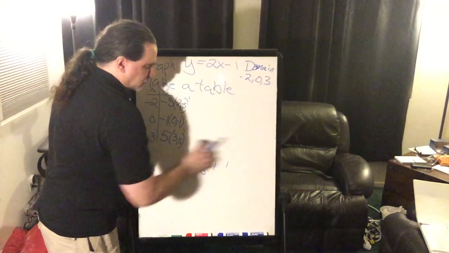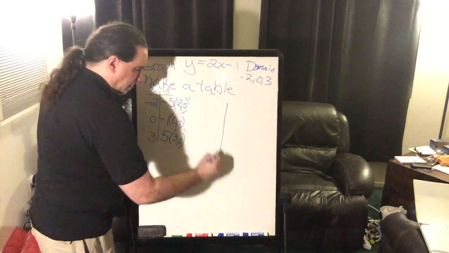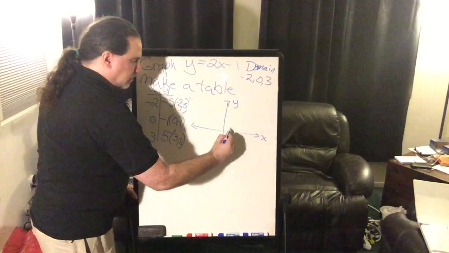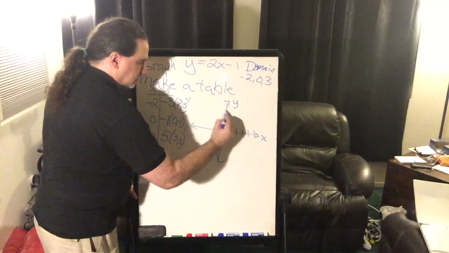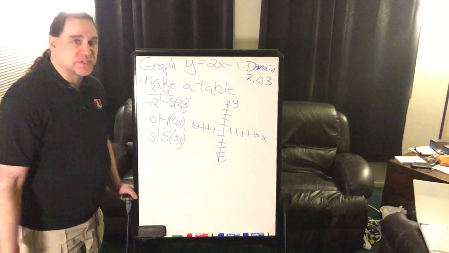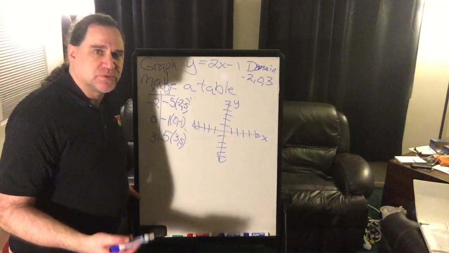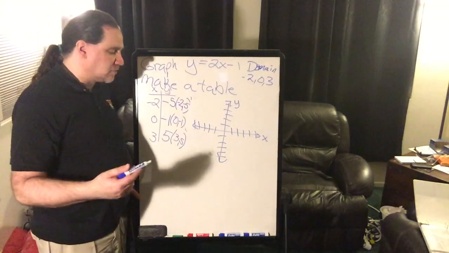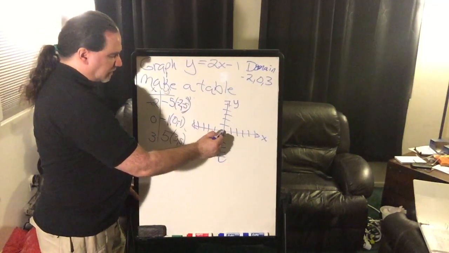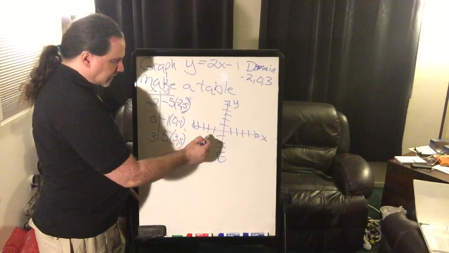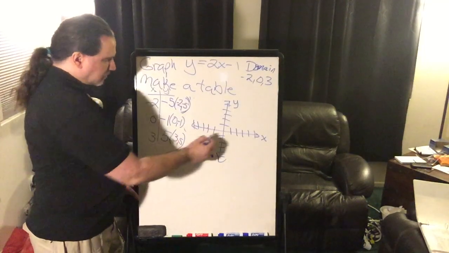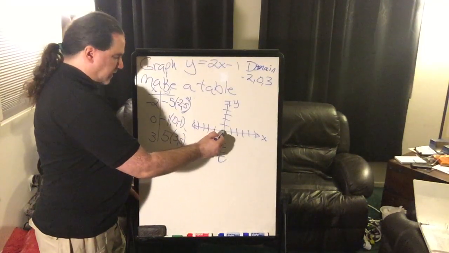So let me give myself some room to make a graph. So there's my x, there's my y. Okay? Doesn't have to be perfect. A lot of them, they're going to provide you with some space to graph on, but if you have to draw your own, it doesn't have to be perfect. But I start with the point -2, -5. So -2 on the x, and -5, 2, 3, 4, on the y. There's my first point. 0 on the x, so I don't move. -1 on the y.